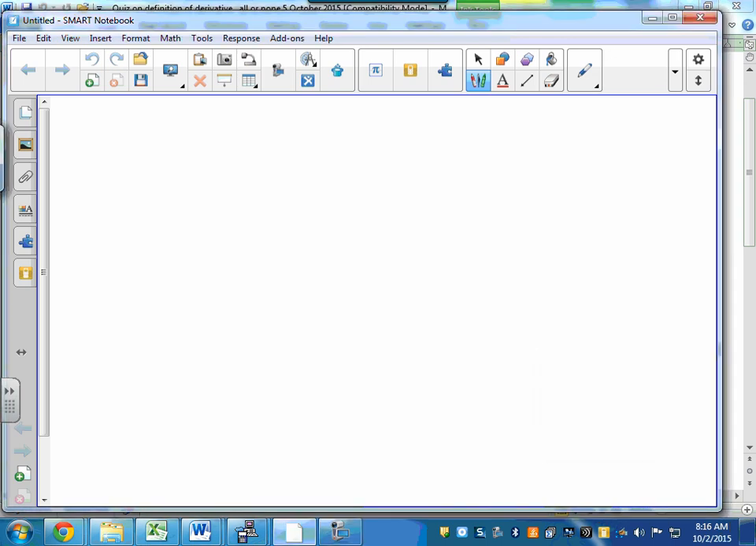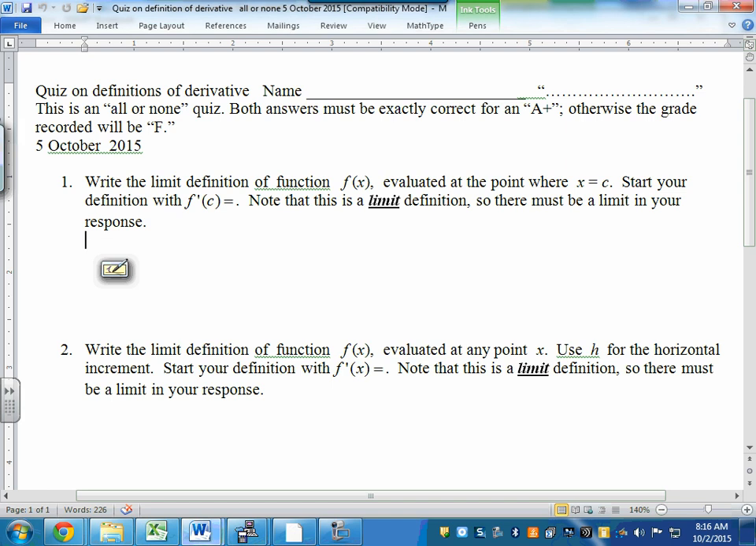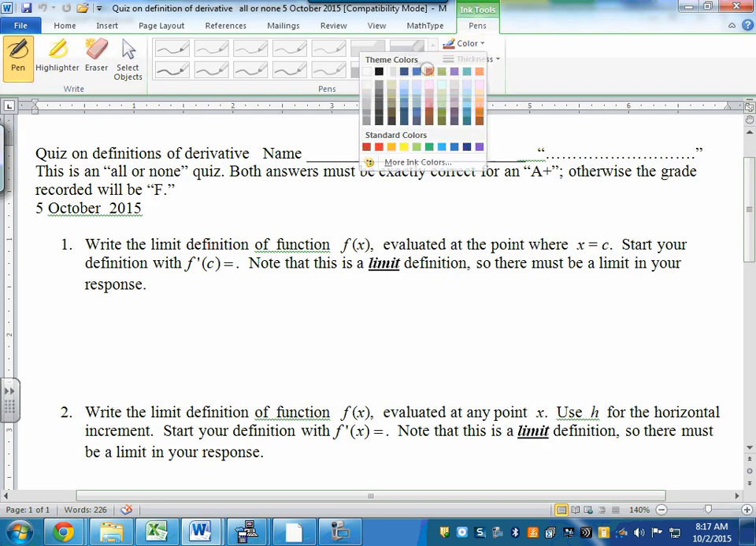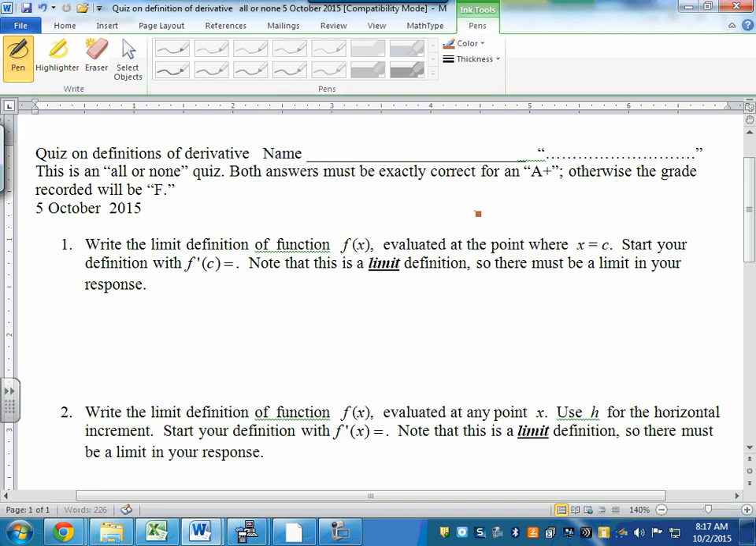This is the quiz that you're going to have on Monday. This is an all or none quiz. You have two questions. The first question is: write the limit definition of a function, evaluated at a point where x is c. Start your definition with this. So you have to write that. Note that this is a limit, so you have to write limit.